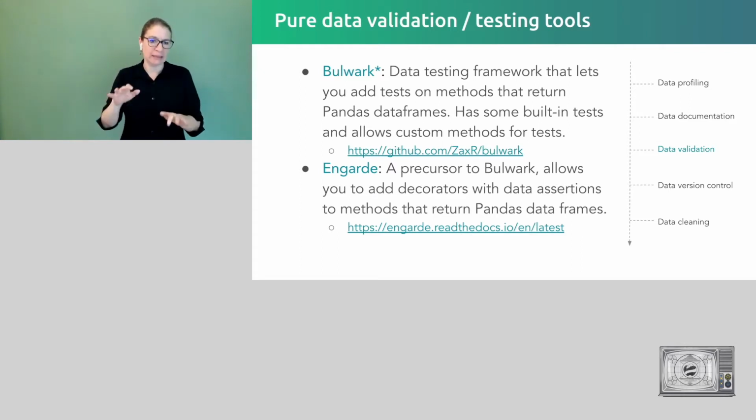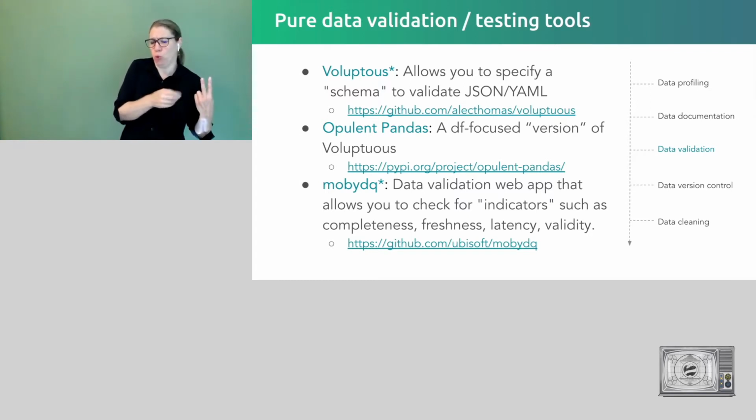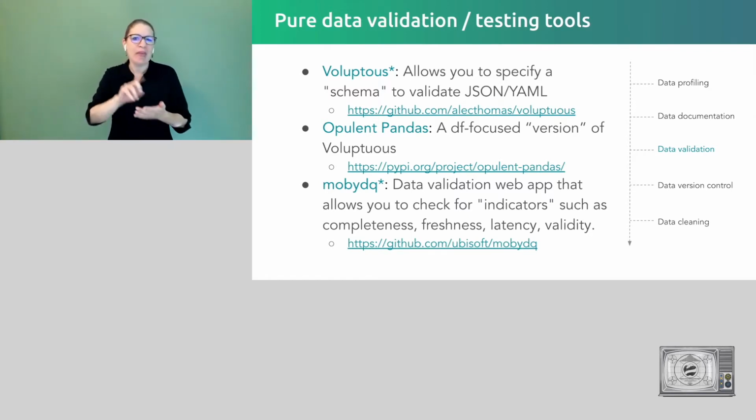OnGuard is a precursor to Bulwark, so it's a slightly more outdated version, which does a very similar thing. I just listed it here for completeness. There's a tool called Voluptuous, which is very similar to the other tools in the sense that it allows you to specify what you expect your data to look like, specifically using a schema to validate JSON YAML. So the use case for Voluptuous that's most frequently given is, for example, getting data from an API, like a Twitter API, and making sure the data actually conforms to that schema that we've defined.